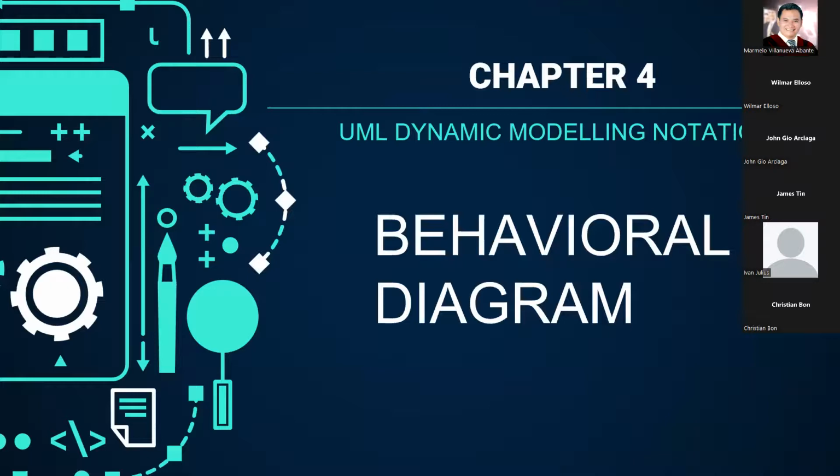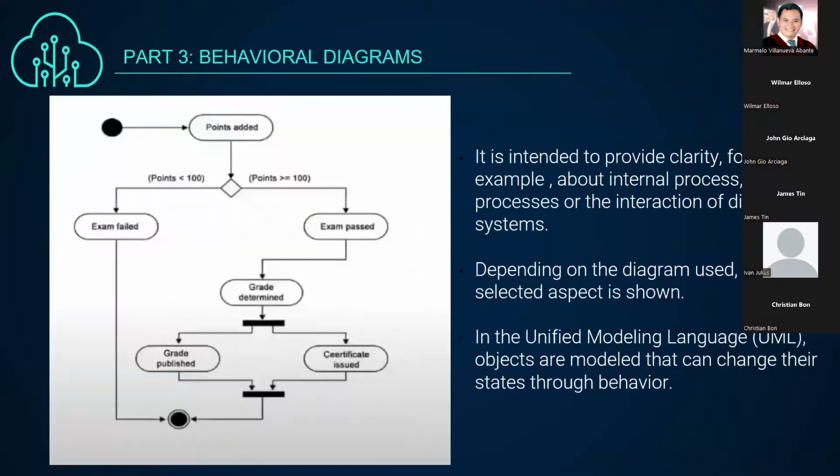Next is the behavioral diagram. It is intended to provide clarity, for example, about internal processes, business processes, or the interaction of different systems. Depending on the diagram used, a selected aspect is shown. In the UML, objects are modeled that can change their states through behavior. Basically, behavioral diagrams show what should happen in a system. They describe how the objects interact with each other to create a functioning system. So one of the models under this is what you call the activity diagram.